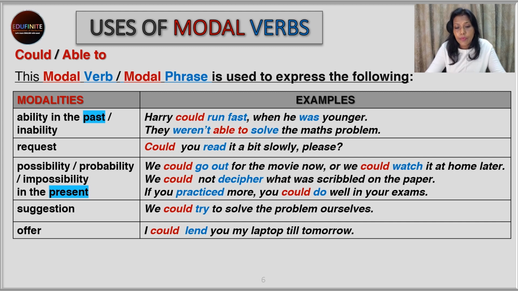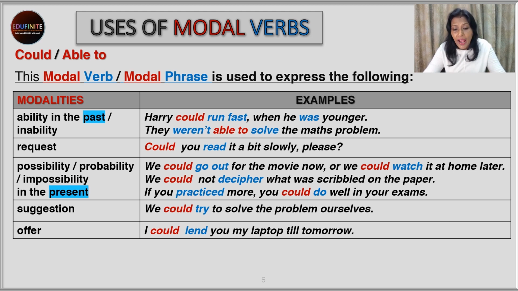The next is, we could not decipher what was scribbled on the paper. So this is impossibility, like it was impossible as something was scribbled on a piece of paper and maybe it was important, maybe someone had taken some note and scribbled it down. When they were trying to recollect what was scribbled on that paper, they saw that it was not possible because it was scribbled so close together, or maybe it was scribbled in such a hurried manner that they are not able to decipher it anymore.